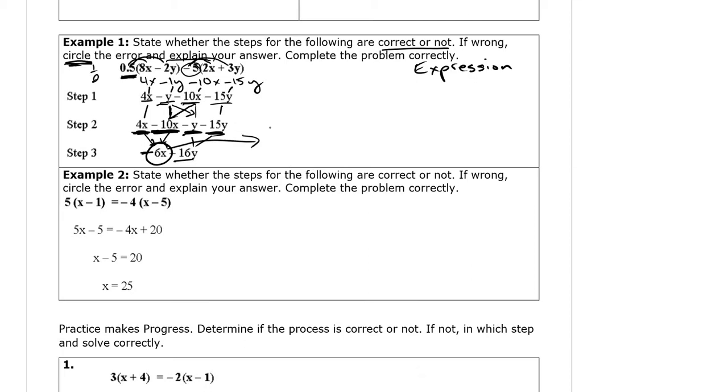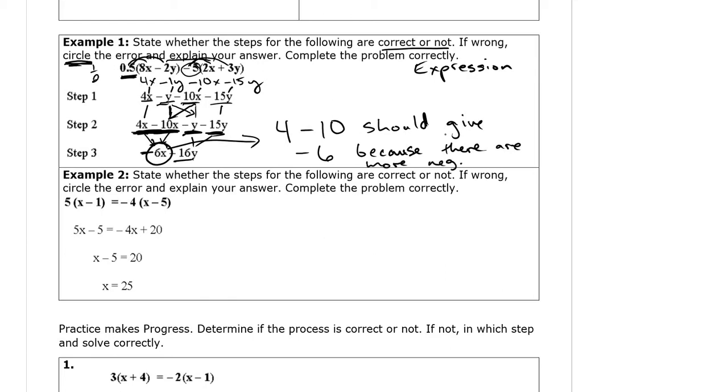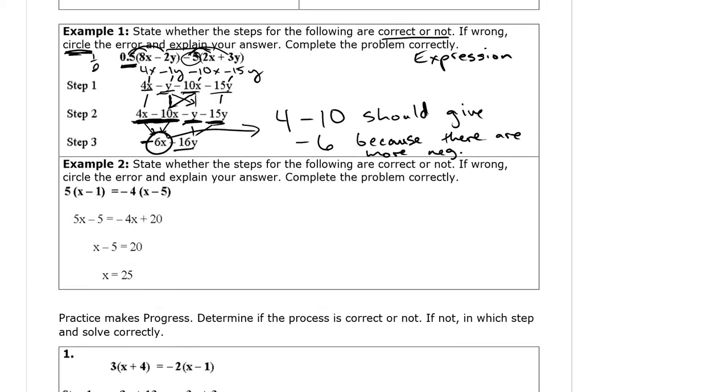So the error was when you subtract 4 minus 10, 4 minus 10 should give negative 6 because there are more negatives than positives, right? Okay, so now we're done with example number 1.